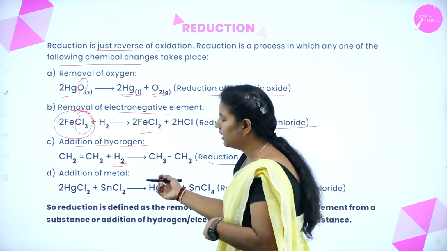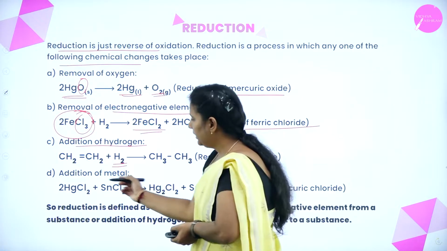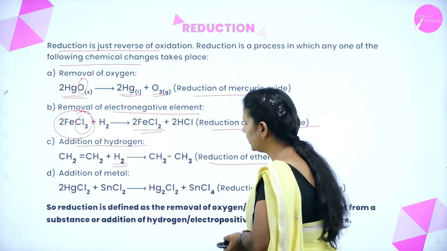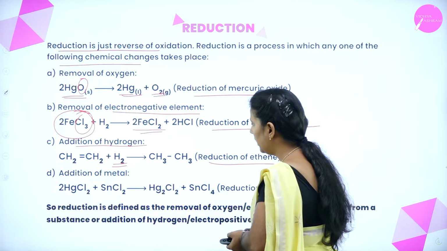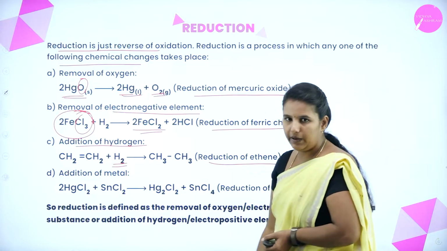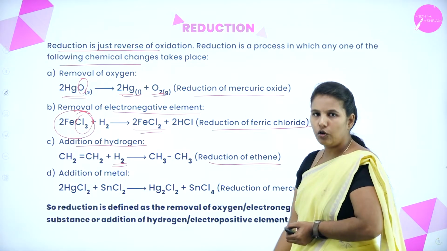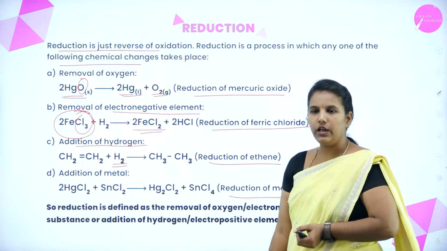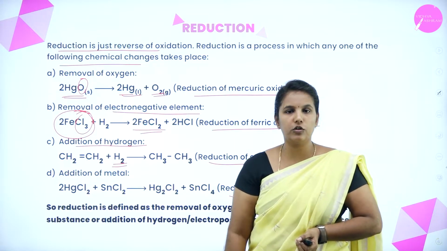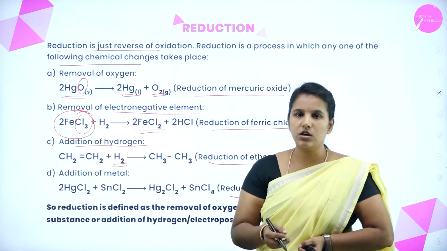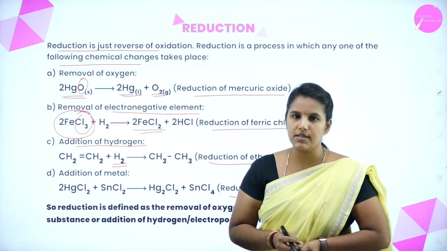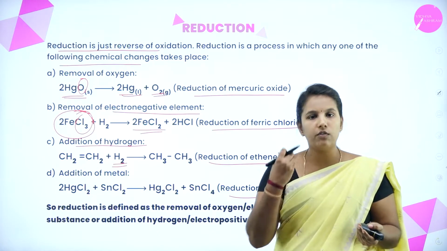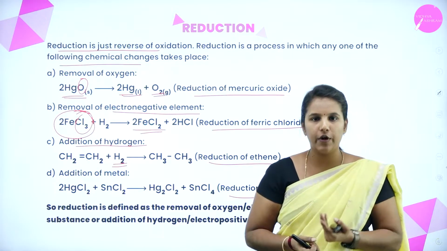Then coming to the electropositive element. In this, mercuric chloride and stannous chloride are allowed to react, and it will form mercurous chloride and stannic chloride. So here, the addition of the metal takes place. You are adding the metal to the chloride here. Is it right? So it is a reduction of mercuric chloride. Why is there a reduction of mercuric chloride? You are adding the electropositive metal here, so the reduction takes place. So finally we can say that reduction is nothing but a removal of oxygen and addition of hydrogen.